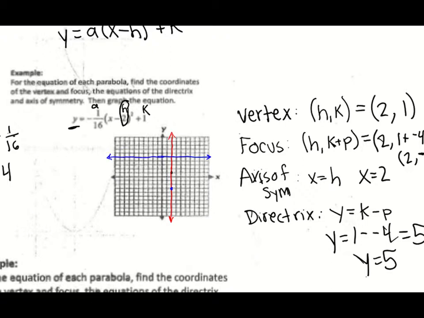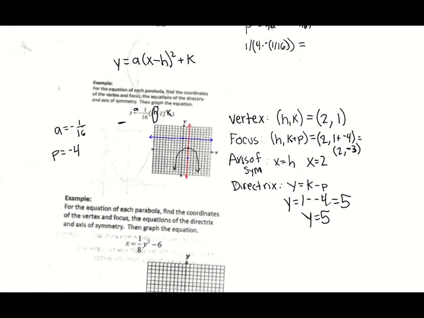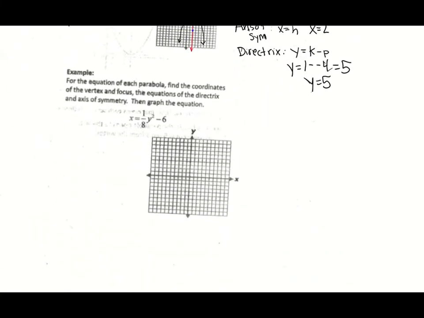Now I have all this information, I can draw my parabola. So it's going to start at my vertex. My focus is inside my parabola, so that tells me it is going to open down. Okay, so that is how we figure out our graph of our parabola using an equation. So let's look at a second example.